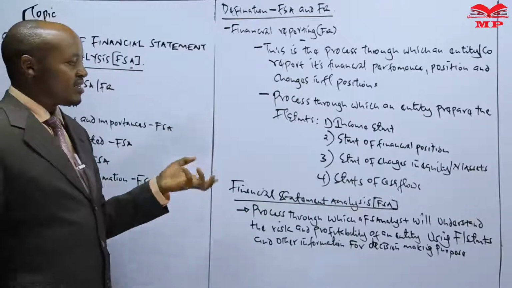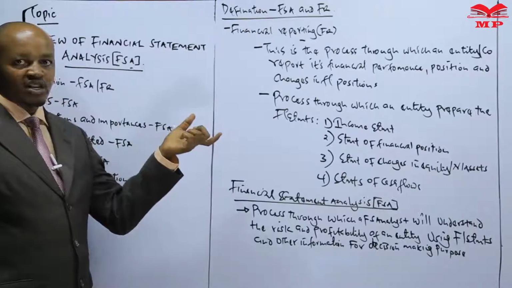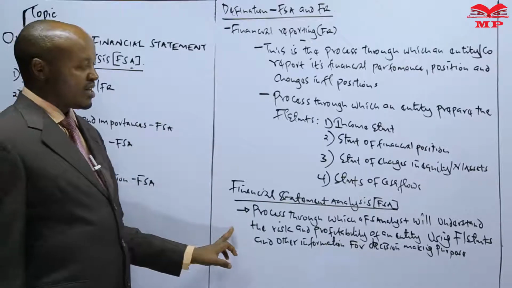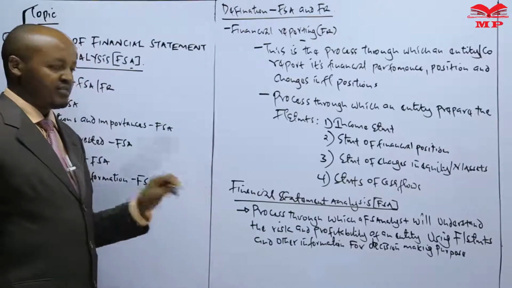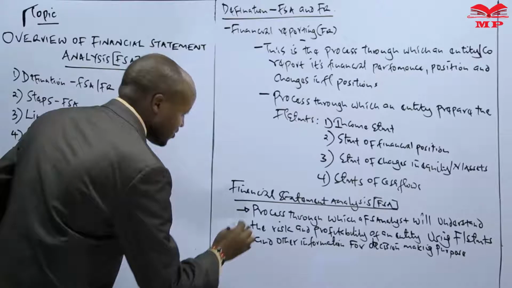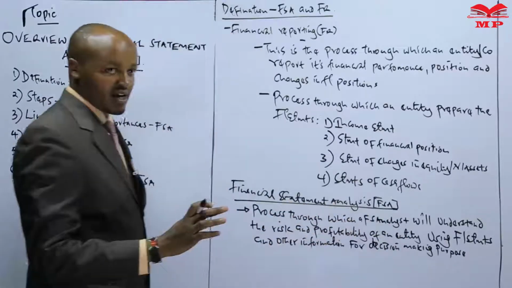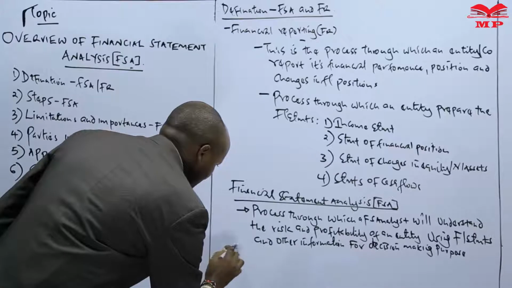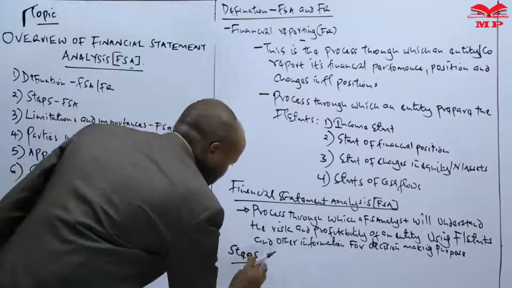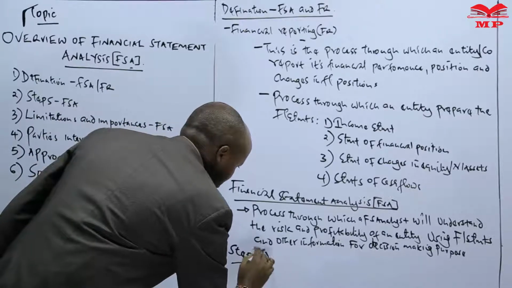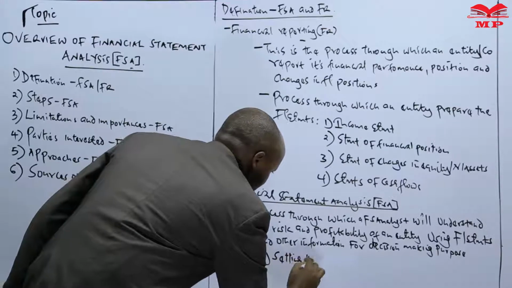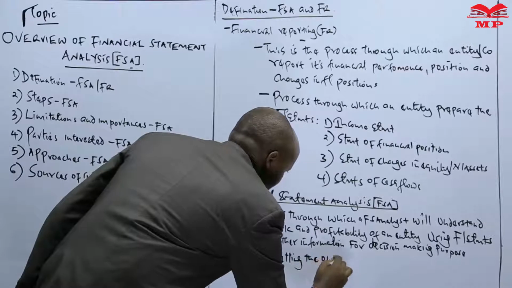That's why you need to differentiate between financial reporting and financial statement analysis. Now, whenever this financial statement analysis is to be done, there are particular steps which are supposed to be followed by this person we have referred to as a financial statement analyst. In our case we have 6 steps which are followed in financial statement analysis. One is setting the objective of the analysis.